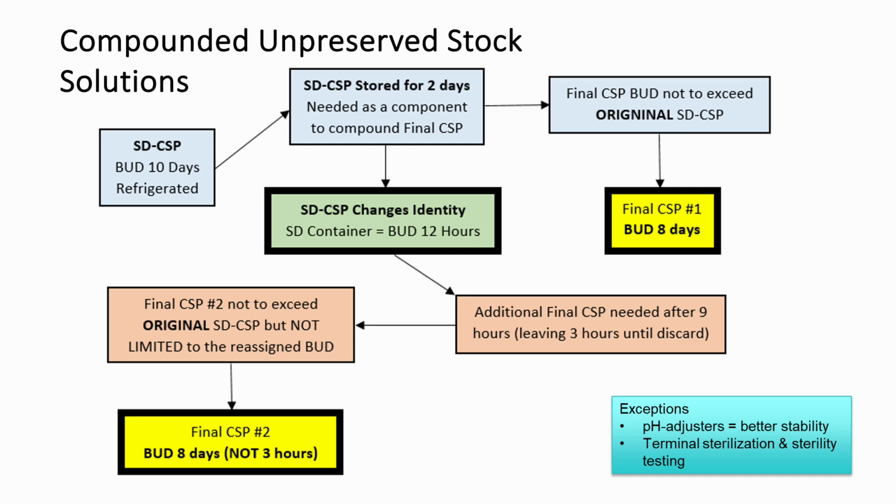There are a couple exceptions to this that we really don't see in hospital pharmacy, and that is if we compound something like a pH adjuster that will better stability, or even if we do any terminal sterilization or sterility testing.